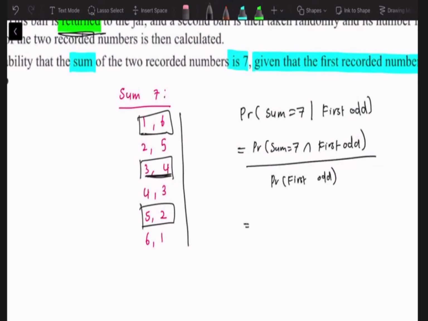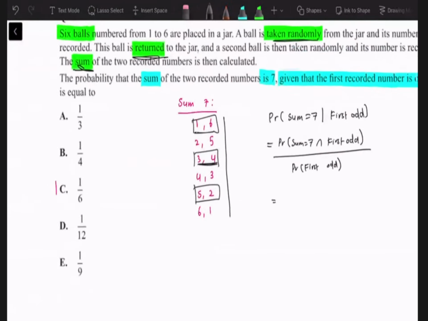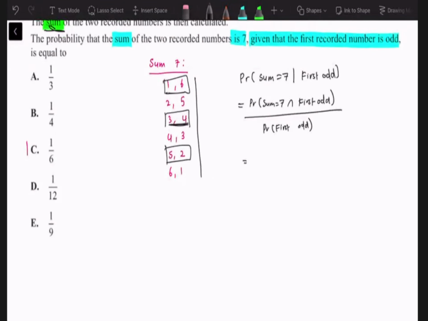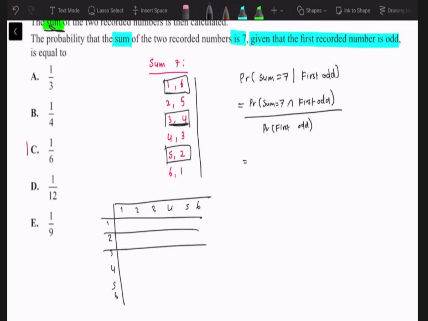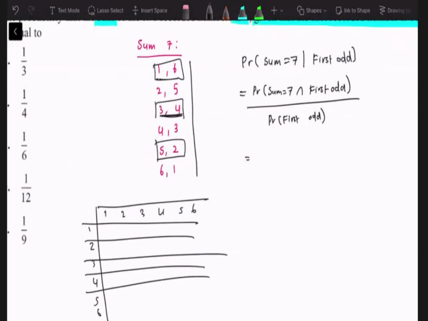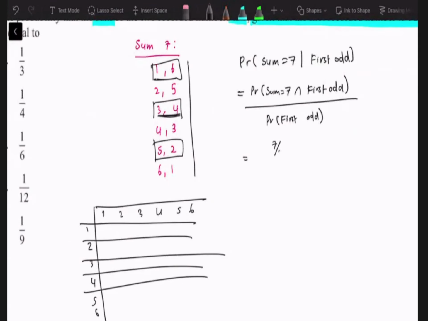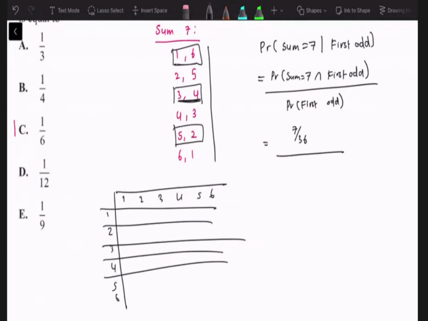So the probability that there's a sum of 7 and the first number in that set is odd, there's 3. And the total sample space would be out of 36. Because if you imagine the sum of everything, it would be 1, 2, 3, 4, 5, 6, and then 1, 2, 3, 4, 5, 6 this way. You just have a giant table, but it would be 6 times 6, so 36. So the probability of a sum of 7 intersection first odd would be 7 on 36. But then we have to divide by first odd, and that would just be a half.